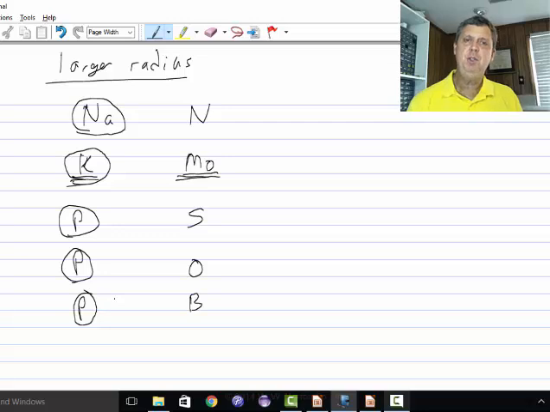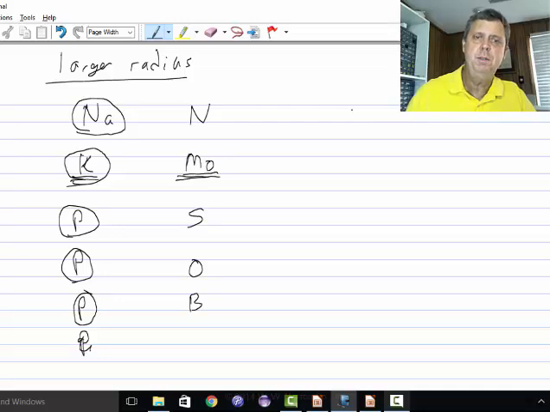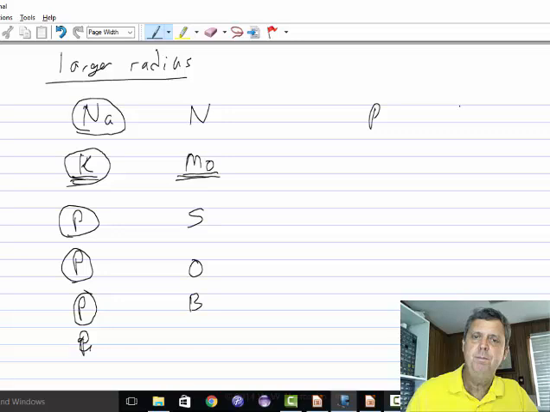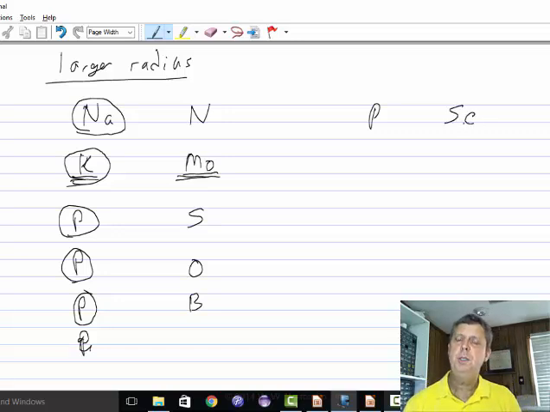Now, some of these are trends. I'm not going to try to trick you with some of the exceptions that come out here and there, but these are trends we can approximate. I do want to show you phosphorus versus, let me just go over here, we have more space. Phosphorus versus selenium. You can see if you can tell, maybe pause the video, which one of those will be larger without looking at the tables.